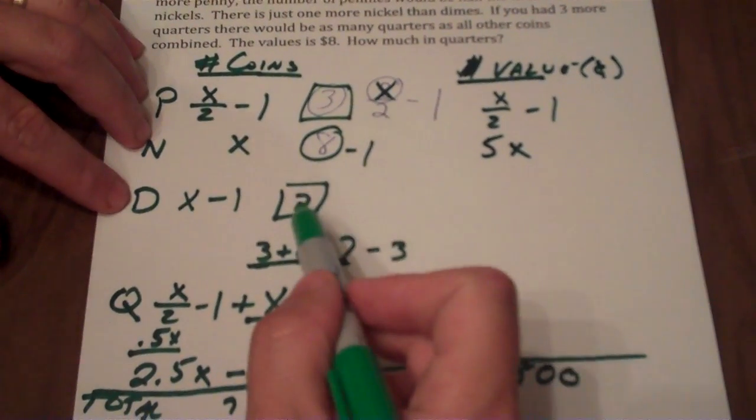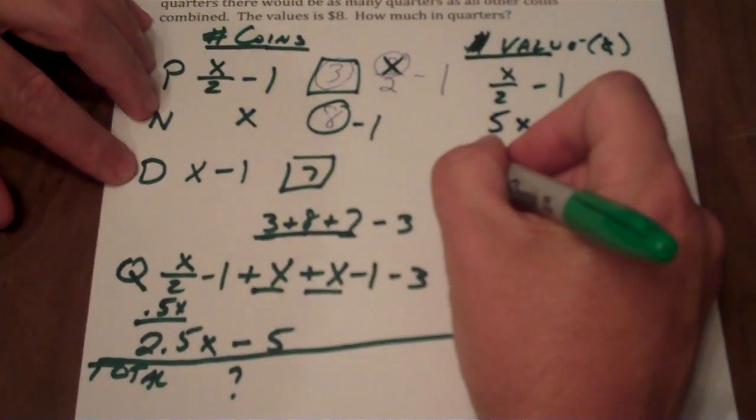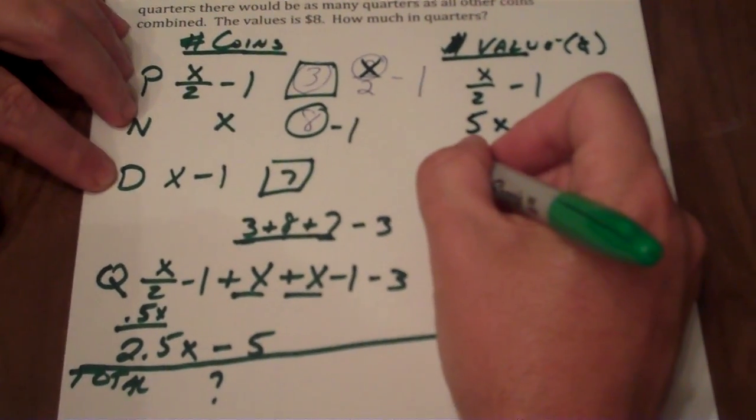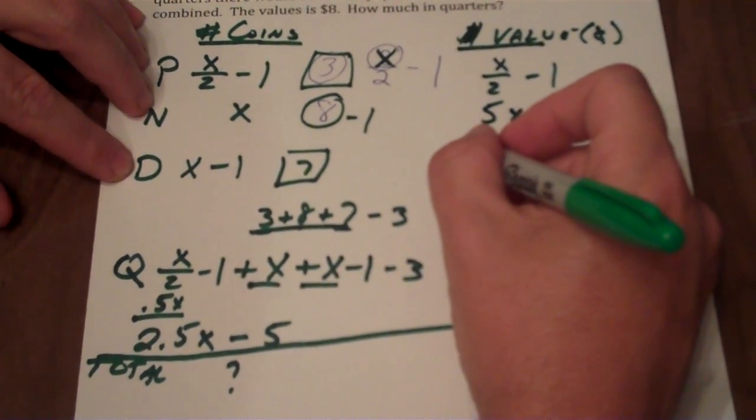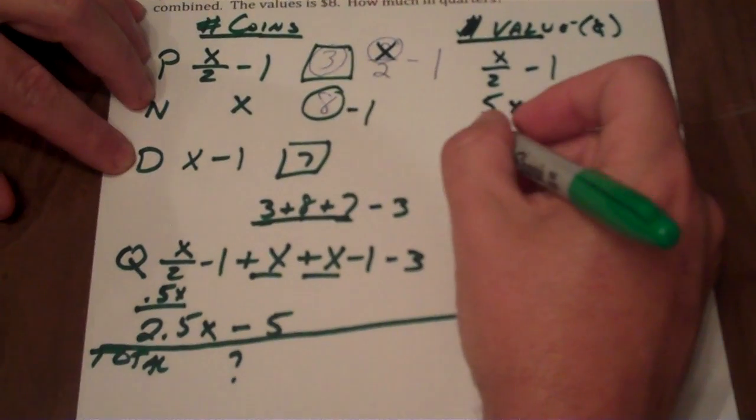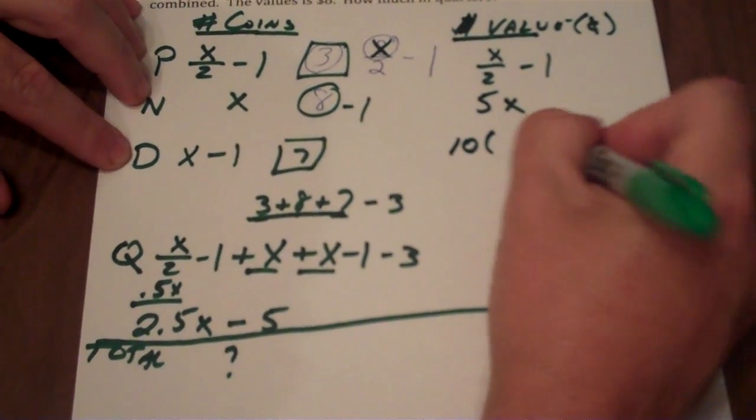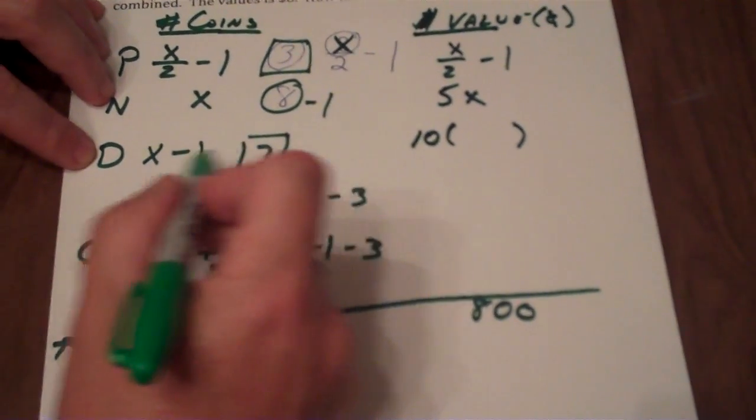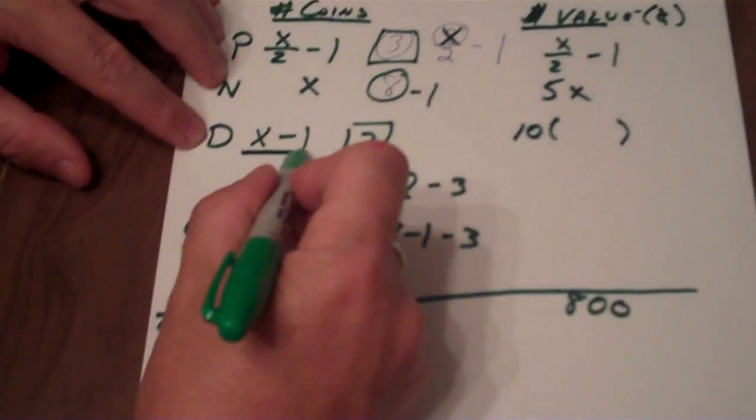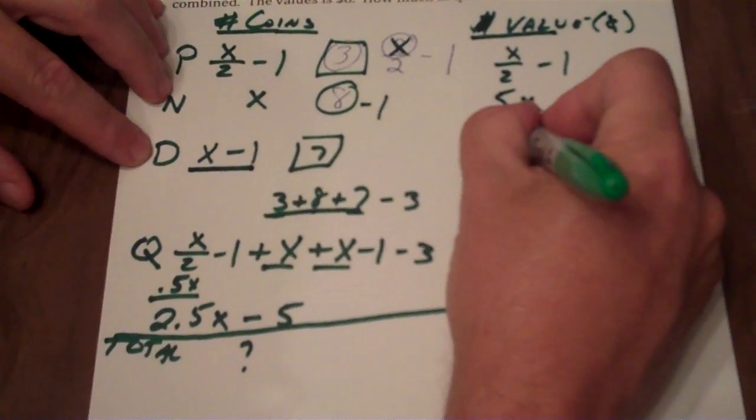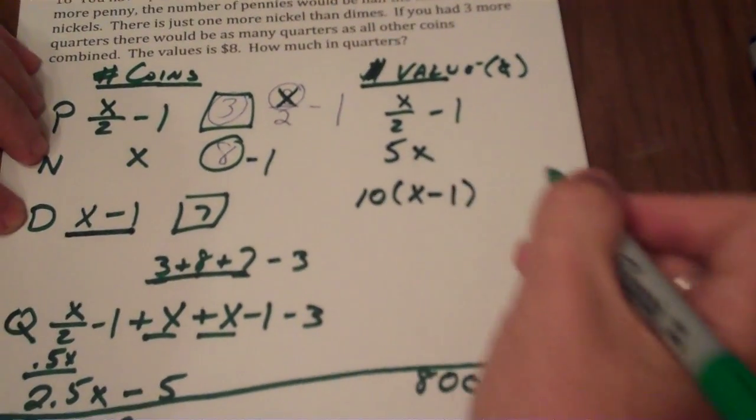Now, what if you had 7 dimes? How much would that be worth? That'd be worth 70 cents. And how did you get the 70? 7 times 10. And again, we made up the 7. So instead of 10 times 7, we'll have 10 times, where'd the 7 come from? The 7 was just taking the place of the x minus 1 for a minute. So we'll have 10 times x minus 1.